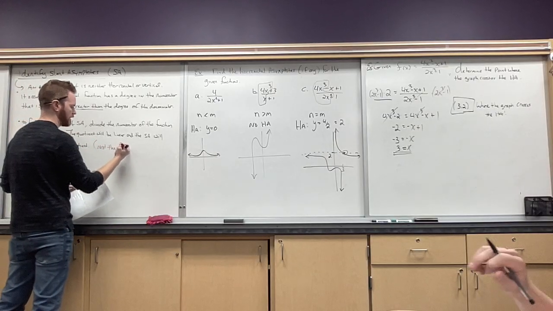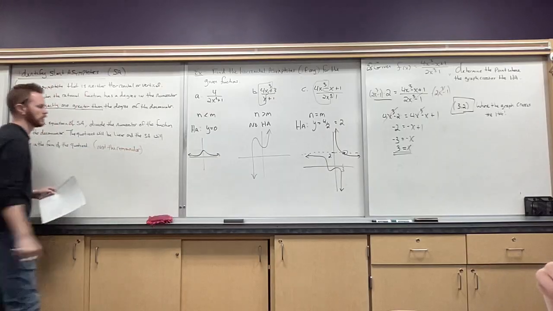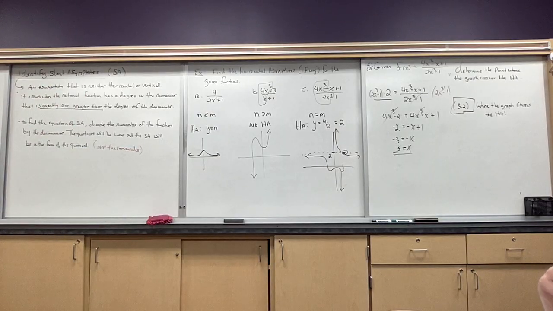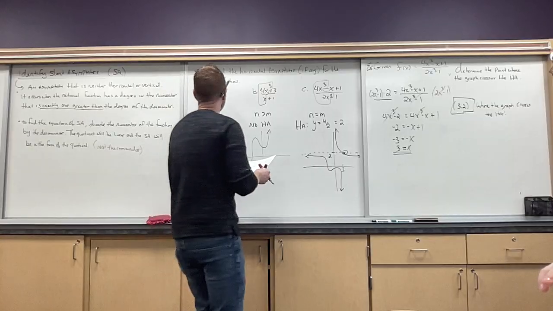I'll explain why afterwards. What you're going to do, if you have a situation where the numerator is just 1 degree larger, exactly 1, than the denominator, then you have an SA. And how do you find that equation? You divide them. Whatever your answer is, that's the equation. You're not going to worry about the remainder, though. I don't care if it has a remainder, you're not going to use it to graph it, and again, I'll explain why once we go through an example.